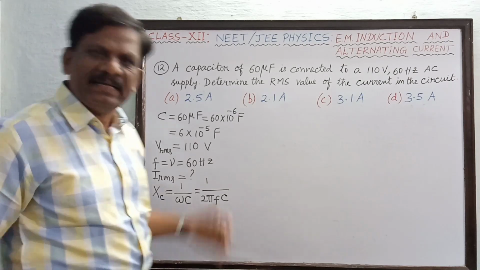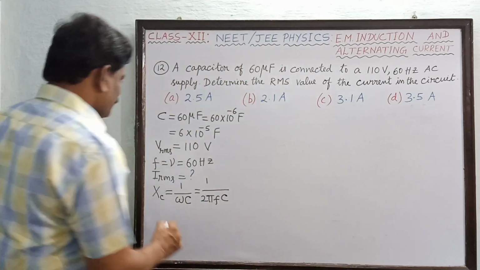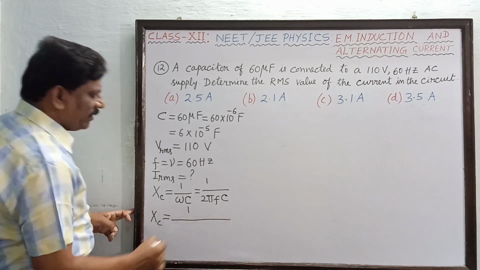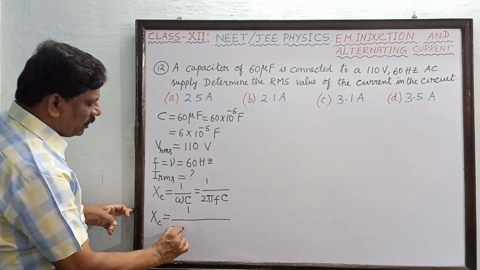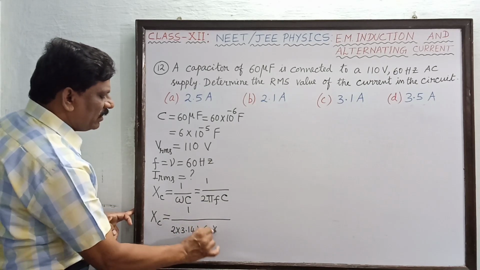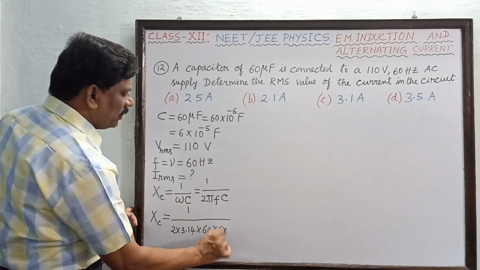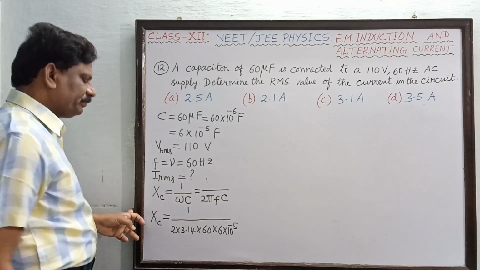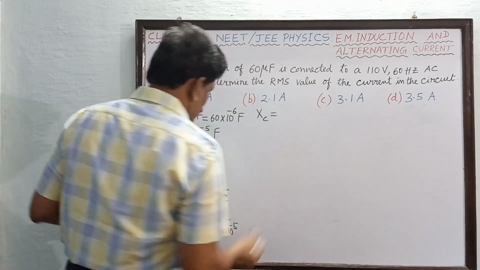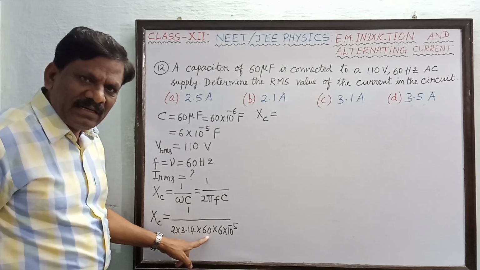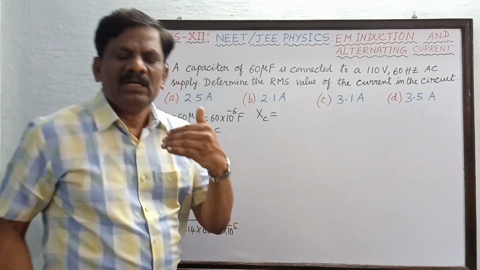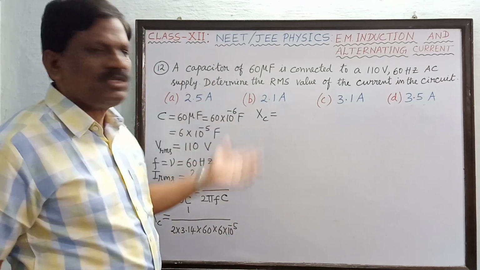So first we have to determine this. First we will substitute the values. Therefore Xc is equal to 1 divided by 2 pi, so this is 2 into 3.14 into frequency 60 into capacitance 6 into 10 power minus 5. So Xc is now equal to, you can see here this is 60, there is one 10. So if you multiply with the 10 power minus 5 in the denominator, you will have 10 power minus 4, but I will shift that to the numerator.